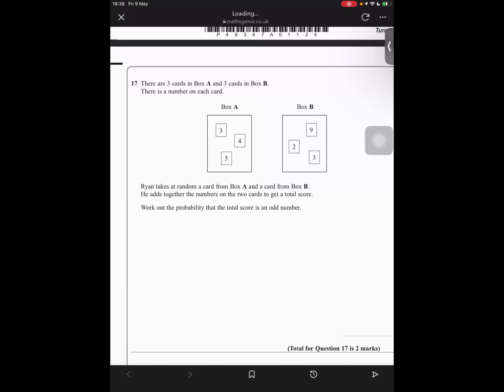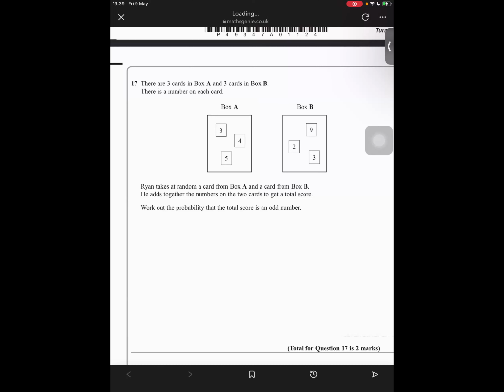Yes. Let's see the next one. 4. You could have picked 4 and 2, or 4 and 9, or 4 and 3. Another 3. Altogether 6, isn't it? Yes.